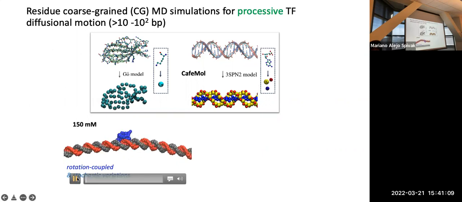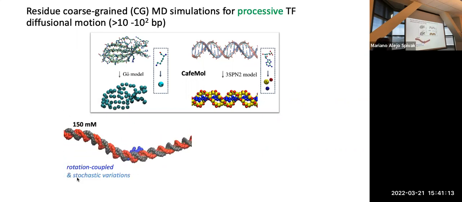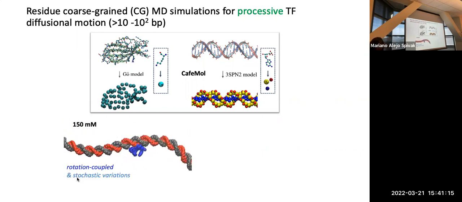Okay, so here, just play the movie. So this is a regular ionic concentration. You see, dominantly it is rotation coupled, but sometimes they have variation, right?